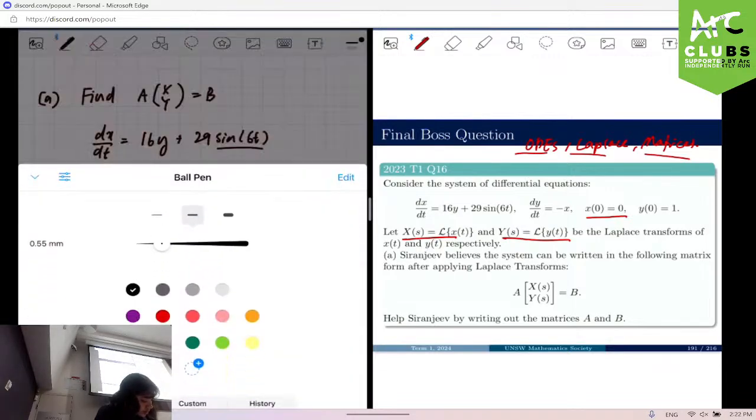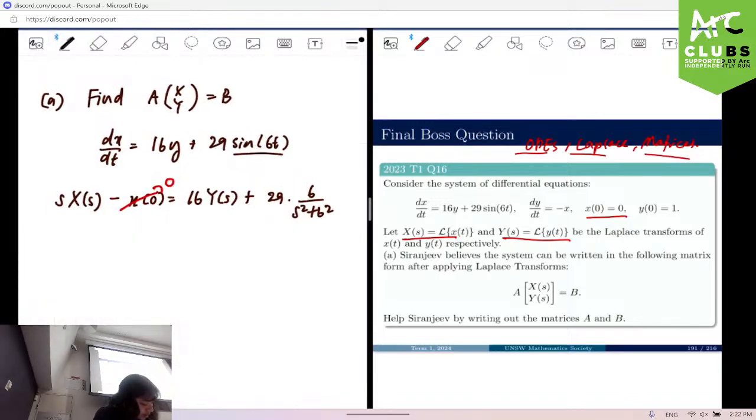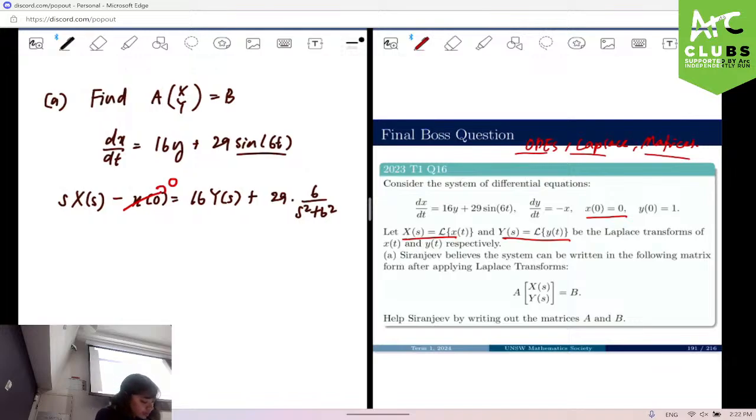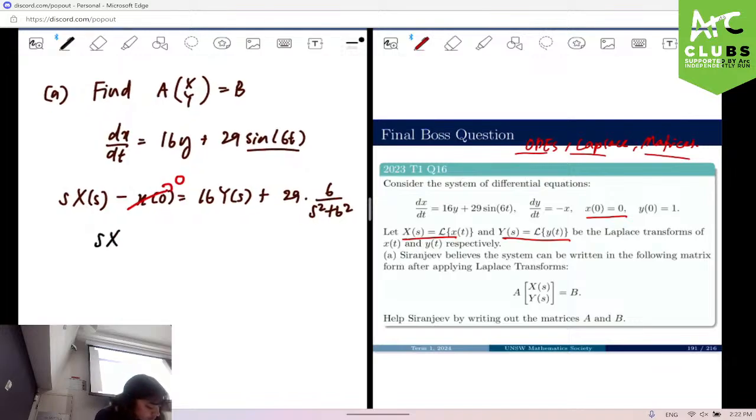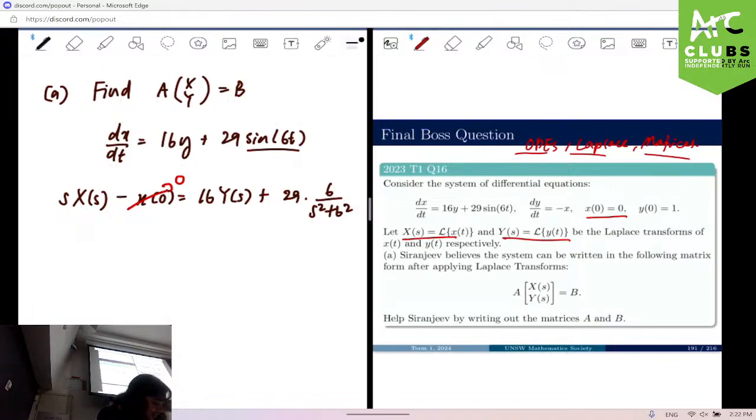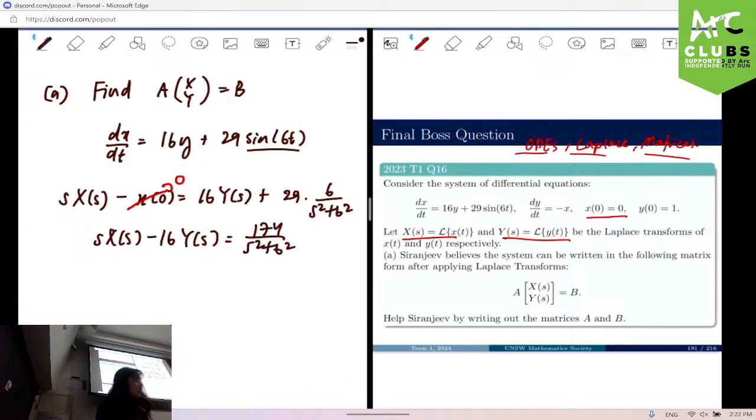And then let's put the x and the y's together. So for the first one, we get s. Bro, I'm sorry, I just realized I used brown and now I'm using black. So now we have sX(s) minus 16Y(s) equals, what's 29 times 6? 174 over s squared plus 6 squared.